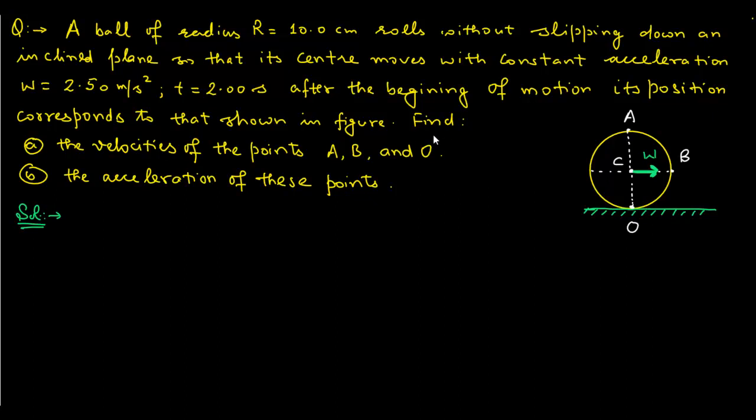Now what we have to find out? We have to find out the velocities of the points A, B and O, and also the acceleration of these points A, B and O.